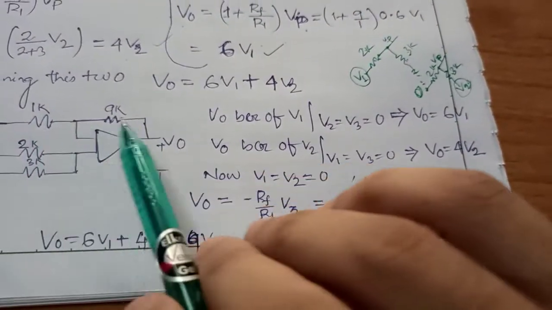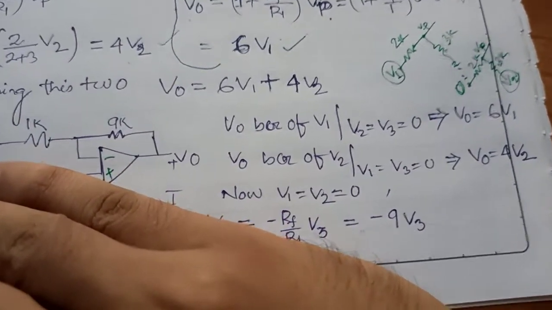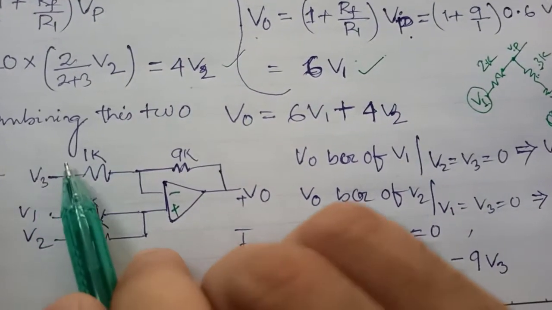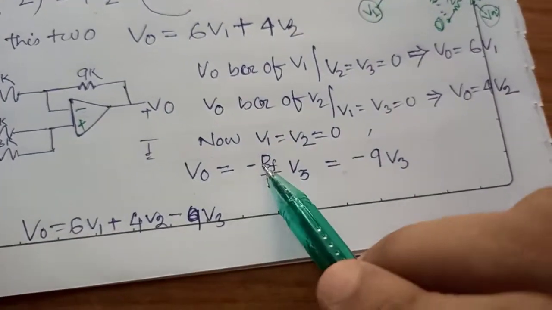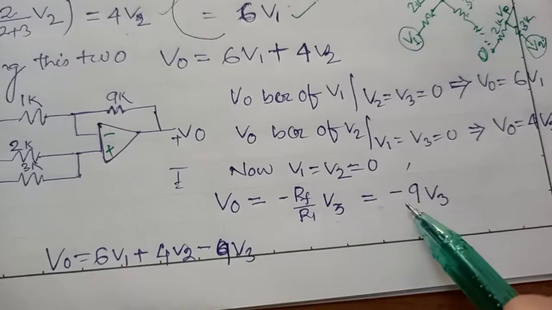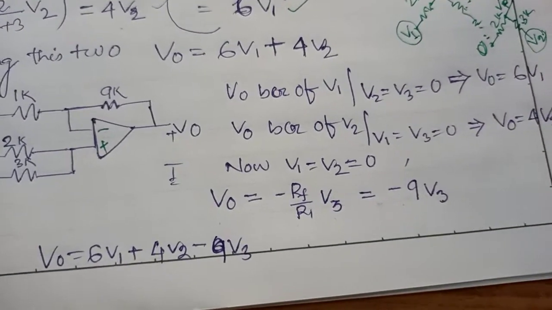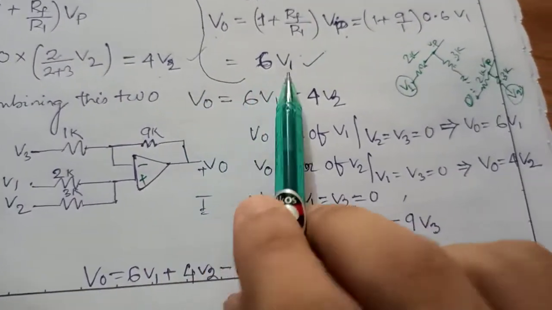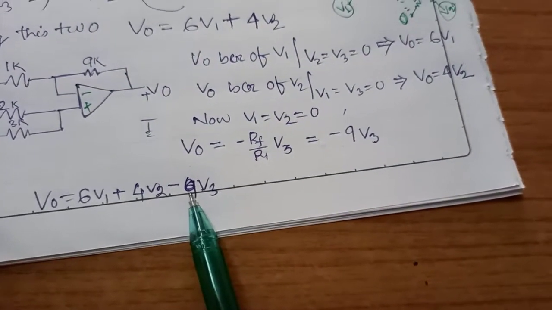So now the circuit looks like this: this is negative, this is positive. If I remove this one, it looks like an inverting amplifier with an input and a feedback with R1, that is nothing but minus Rf by R1 into V3, the input voltage. Okay, so because of V3 my output is nothing but minus 9V3. So because of V1, V2, V3, my output is nothing but 6V1 plus 4V2 minus 9V3.